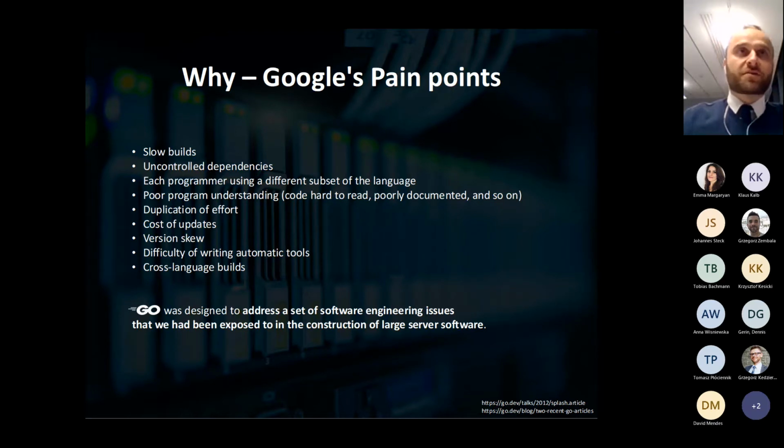Duplication of effort, cost of updates. This is important: version skew, making it hard to maintain the dependencies of the application. Difficulty of writing automatic tools. If there are a lot of languages and they are complex, it's hard to build automated scripts or tools to maintain that code or to generate other code. And cross-language builds. Basically, Go was designed to address and solve these problems.